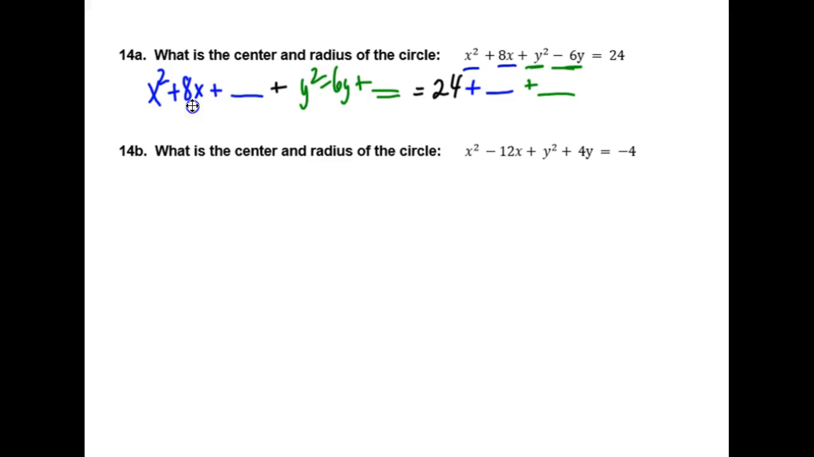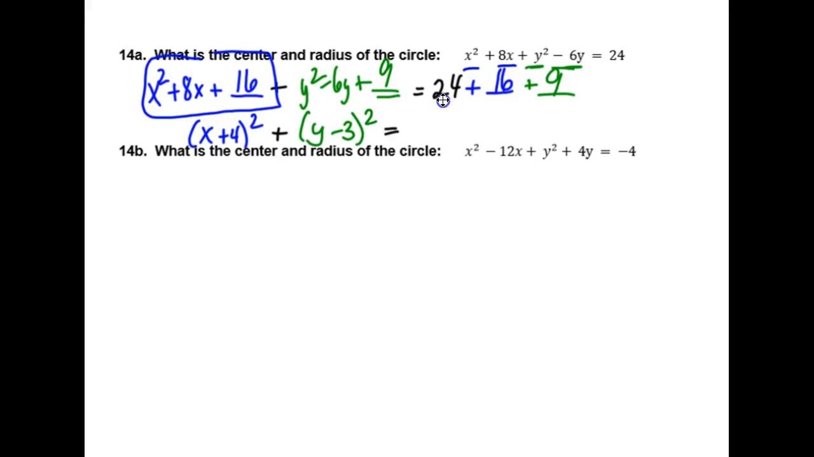So half of 8 squared would be 16. And then half of negative 6 squared would be a 9. And this works out beautifully because these all factor. So this becomes x, use the sign, x plus 4 quantity squared plus, and then be careful here, it's y, use the sign, minus 3 quantity squared equals, oh gosh, I should be able to add this, let's see, 30, 49. If they want to know the center and the radius, which they do.